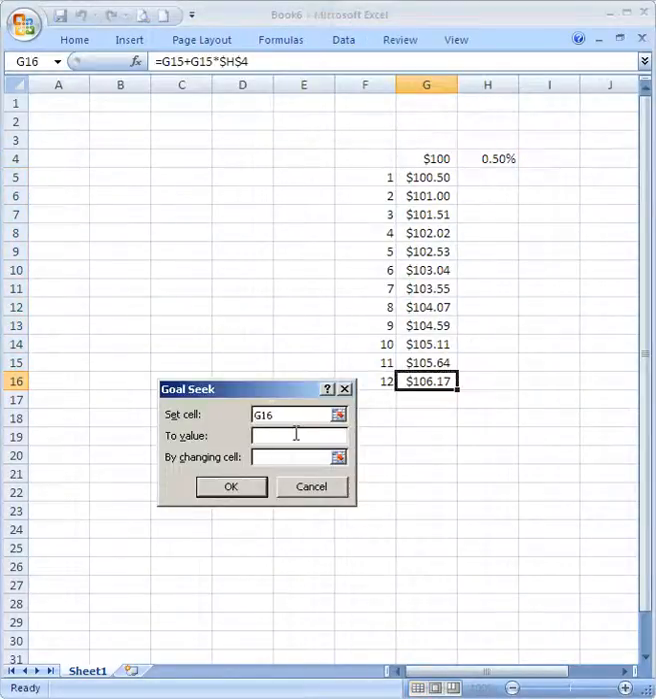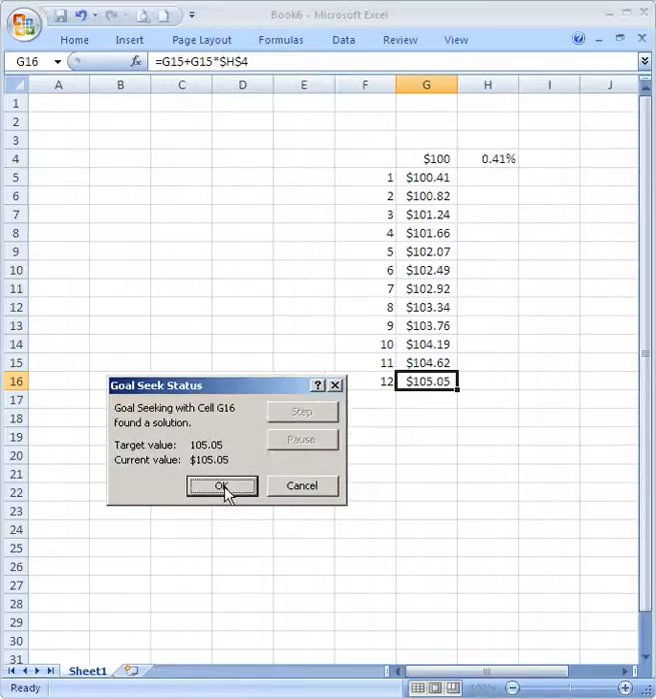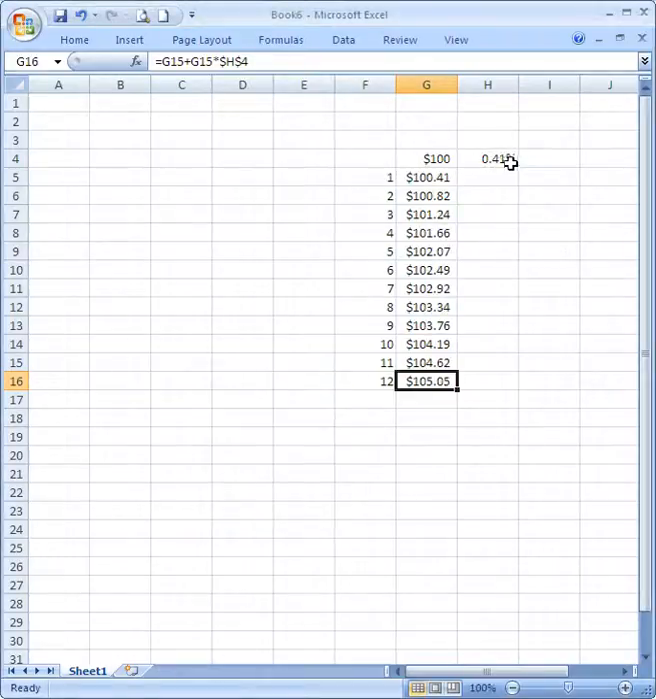So we'll change the final value to 105.05 by changing the monthly interest rate. And here's our answer. This percentage, 0.41139 and so on, is the monthly equivalent of an annual rate of 5.05.